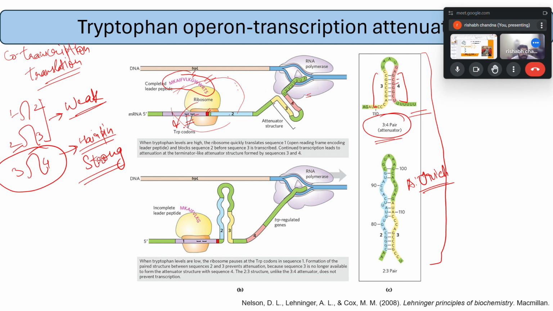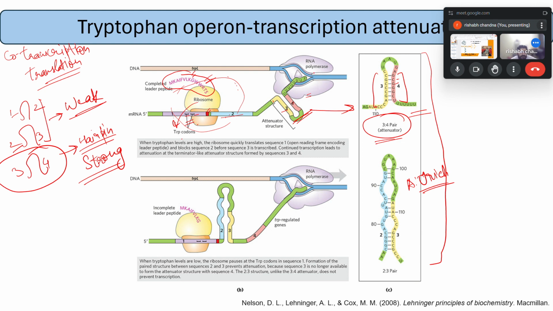Okay, so now let's get back to how the process happens. The leader peptide is formed in the presence of a high concentration of tryptophan in the system. Now what will happen, because here the ribosome is already sitting on the first and second sequence, they cannot pair up with the third sequence. The second sequence cannot pair up with the third sequence. So the third sequence will now pair up with the fourth sequence. So that will form an attenuator.